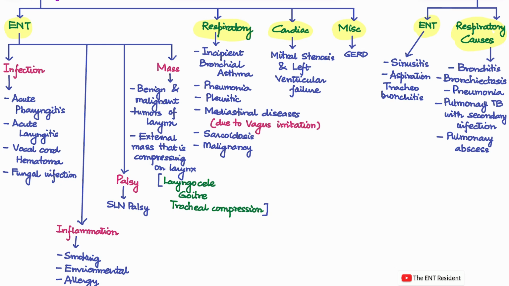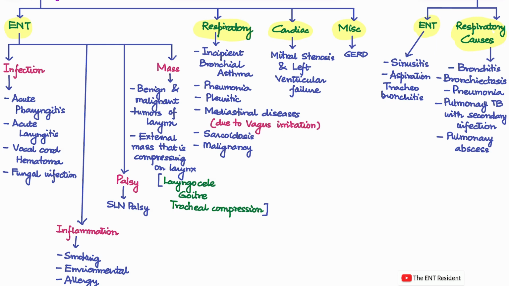In infection, the common causes are acute pharyngitis, acute laryngitis, vocal cord hematoma, and fungal infections. Inflammatory causes could be smoking, environmental, and allergic causes. Palsy could be because of superior laryngeal nerve palsy. And mass could be benign or malignant tumors of the larynx or any external mass that could be compressing on the larynx, for example, a laryngocele, a goiter, or any tracheal compression. So, this is all about cough.